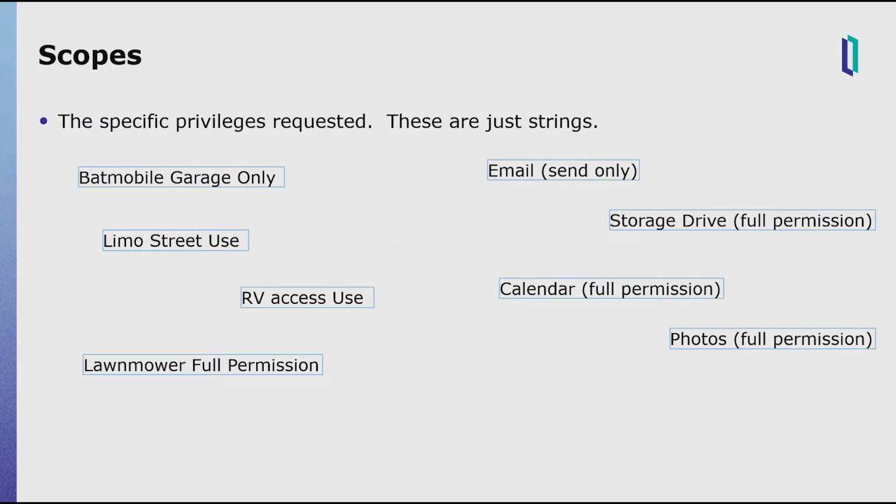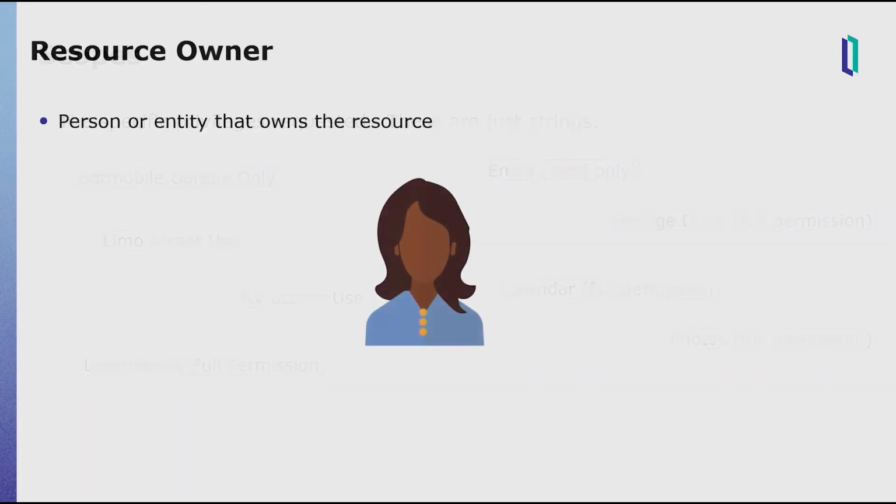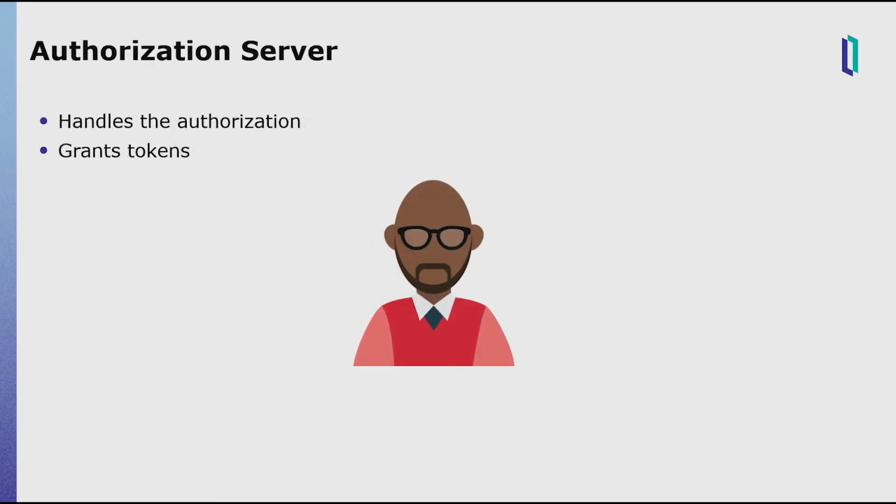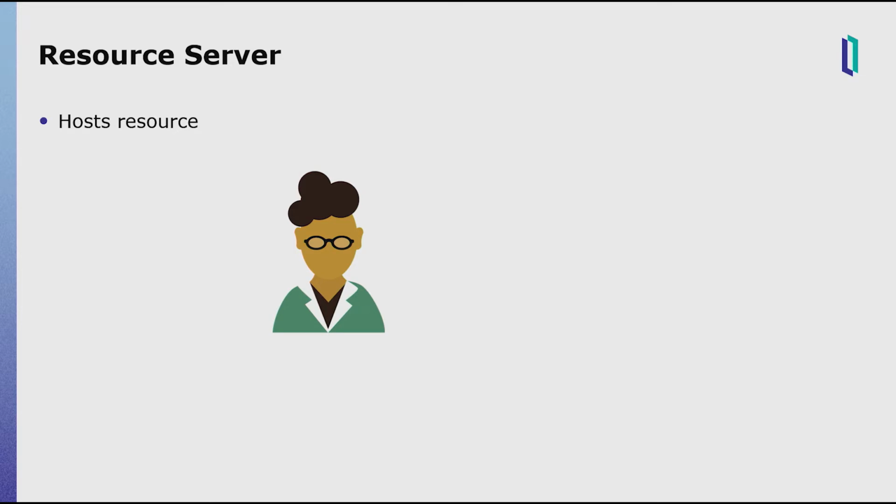Scopes: this is the specific permission being requested on that resource. A scope is just in the form of a string that the logic on the other members is going to decipher. The resource owner is the person or identity that owns the resource. Much of the time this is a human user. The client is the application requesting access to the resource. The authorization server is the entity that gets permission from the owner to grant access to the client and will grant tokens. The resource server hosts the resource and will grant access to it if presented with the proper token with the proper scopes.